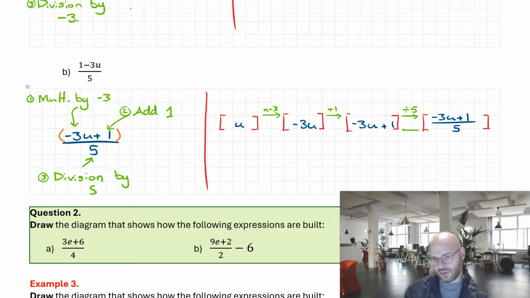Next, we reverse. Rather than divide by 5, we times by 5. Rather than adding 1, we take 1. And rather than timesing by minus 3, we divide by negative 3. And thus concludes our construction of our flowchart.